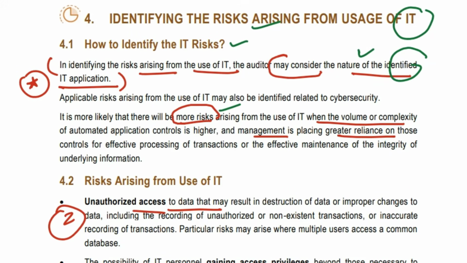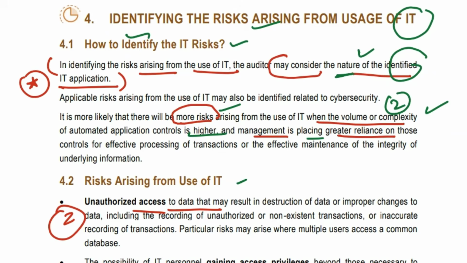And one more point is on when there is more risk. You will have more risk when there are two things. One, when the volume or complexity of automated applications is higher. There is more volume, more complexity, then risk will be more. And the management is placing more reliance on the controls. So these are the two items you will remember. In that case, there will be more risk. So you have to consider the nature of the identified IT application. This is how you will identify the IT risk.